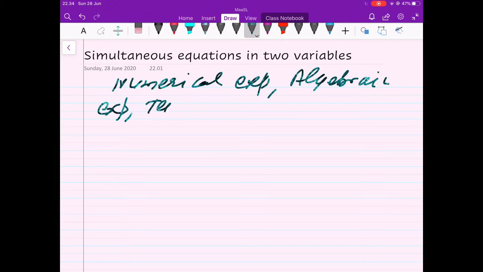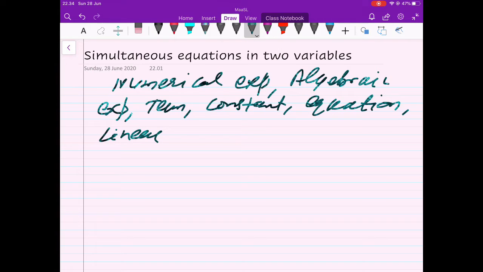What do you understand from the word term? Constant, equation, or equations. Linear equation or equations. If you do not know the meaning of these words, you should look into your notes or the previous discussion and make sure that you understand the meaning of these words.